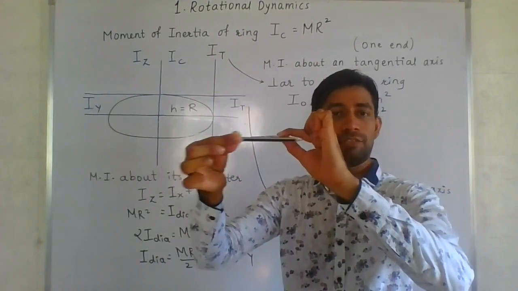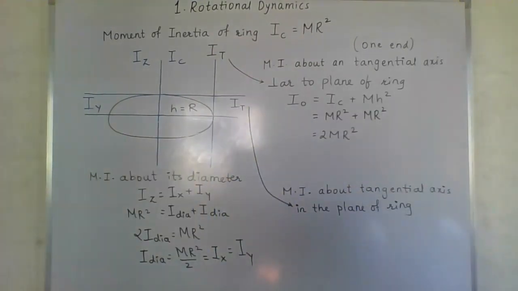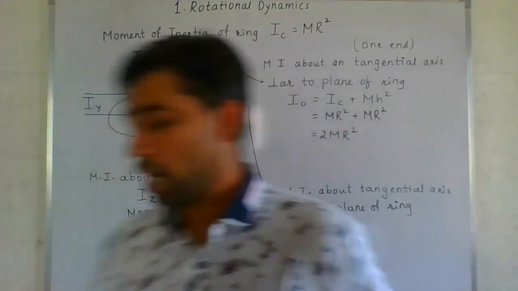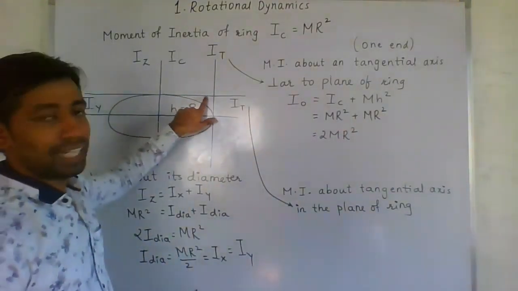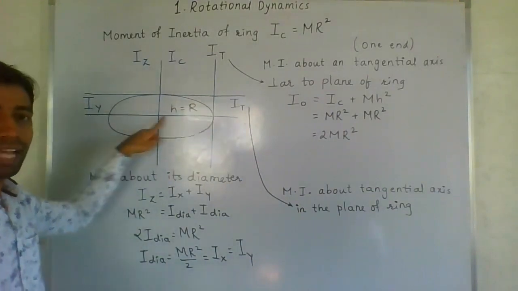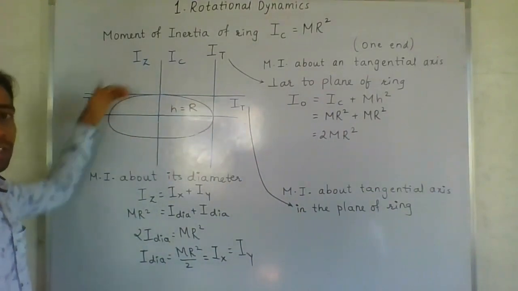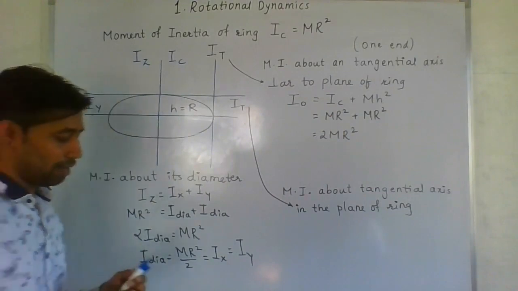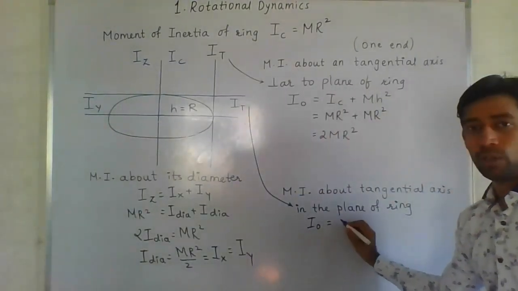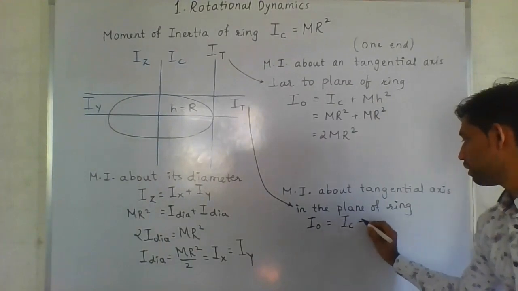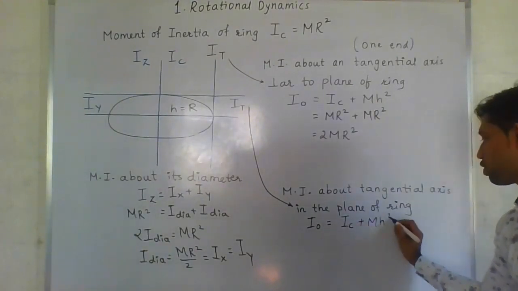So about this axis we are going to find. So कैसे find करेंगे? We are going to again apply parallel axis theorem. यहाँ से find करना है, and ये axis का value हमको पता है I y. So ये दोनों parallel हो गया. So I'll again write I o is equal to I c plus m h square.